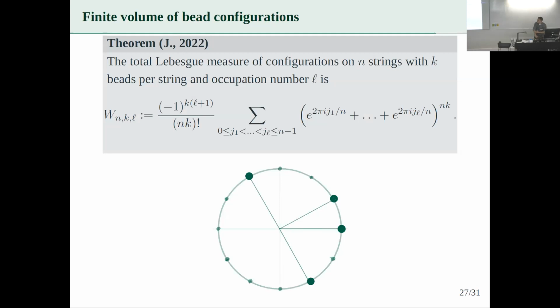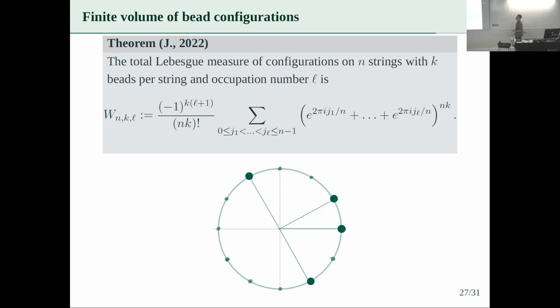So we have this main conclusion here, that the total Lebesgue measure of configurations on n strings with k beads per string and this perhaps slightly opaque occupation number L is given by this formula here, which isn't the easiest formula in the world to interpret. For some reason, you need to take L different roots of unity, add them together, and then take that to the power of nk.